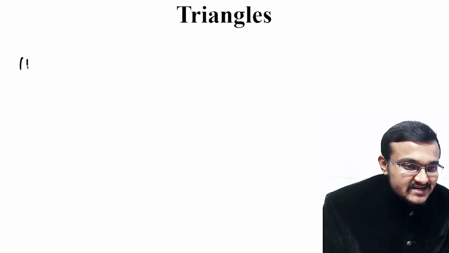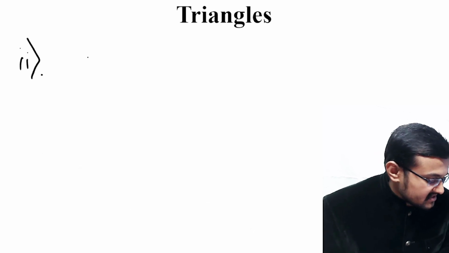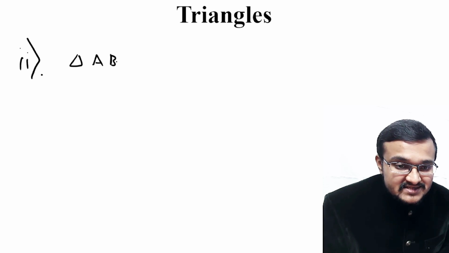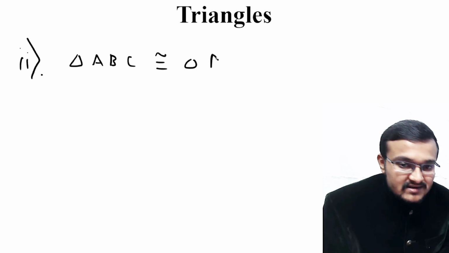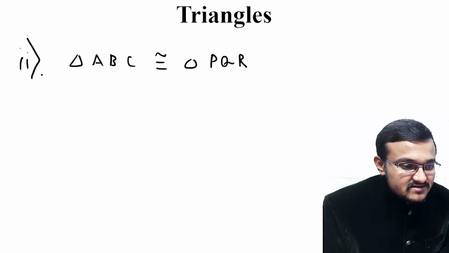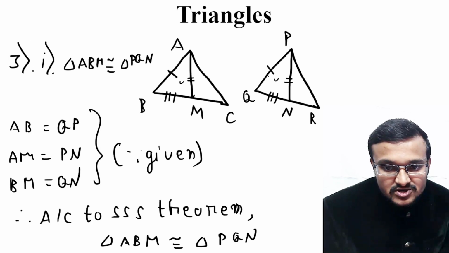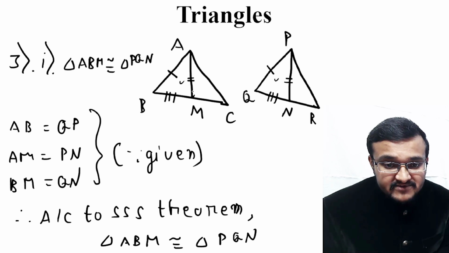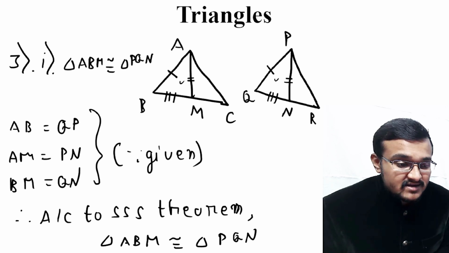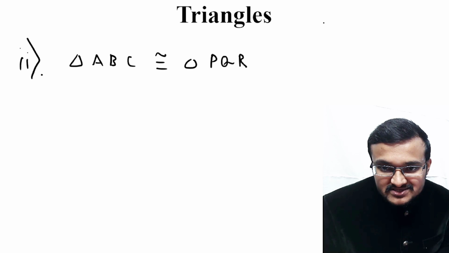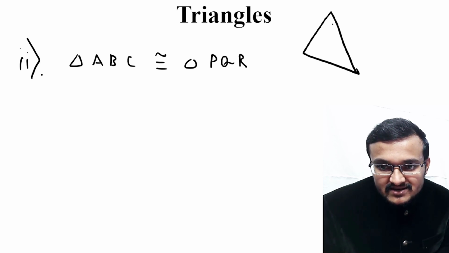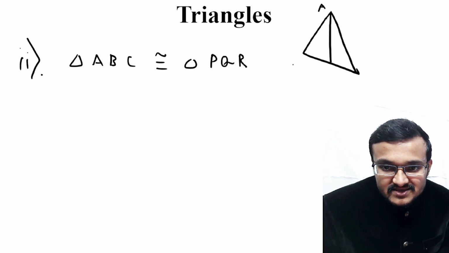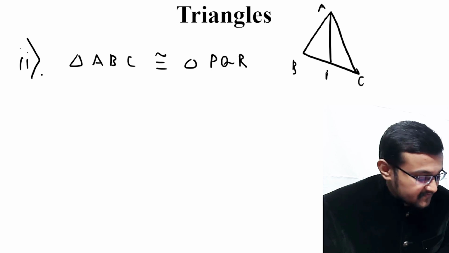Now we will move to the second question in this third question. Here you have to prove triangle ABC is congruent with triangle PQR. That is, the total triangle ABC is equal to the total triangle PQR. In the question they have given AM and PN are medians. What do you mean by median? If you consider any triangle, for example this particular triangle ABC, and there is a median in this triangle, then this is ABC and this is M.